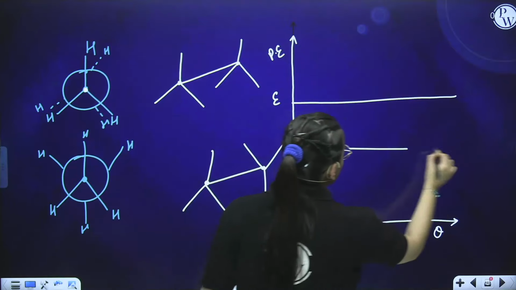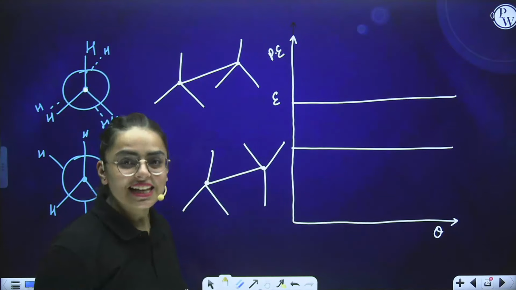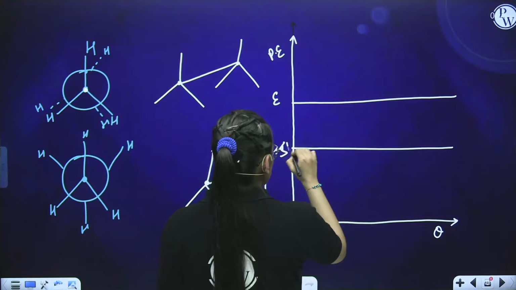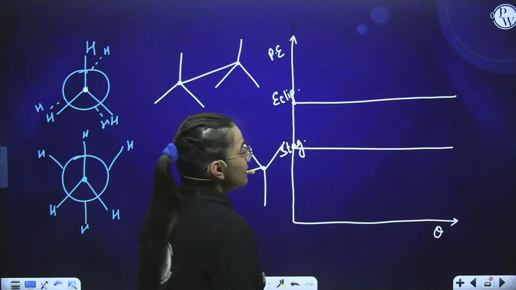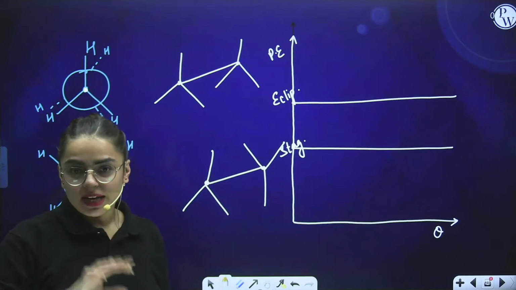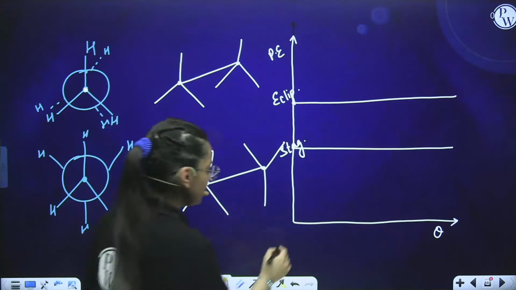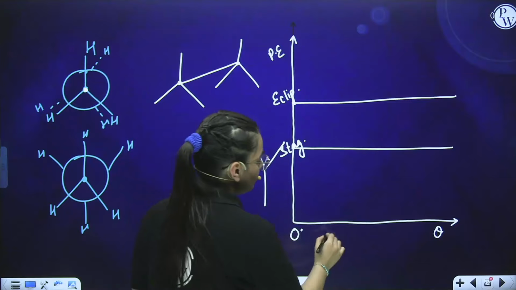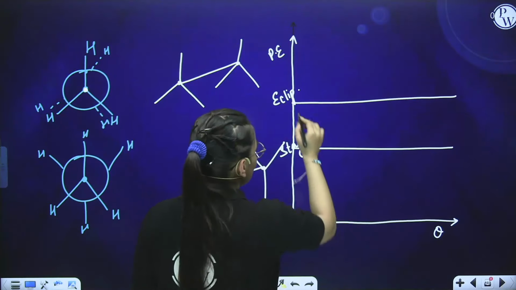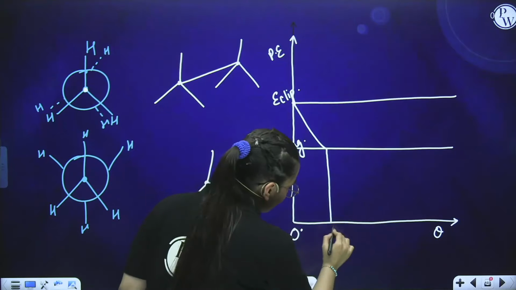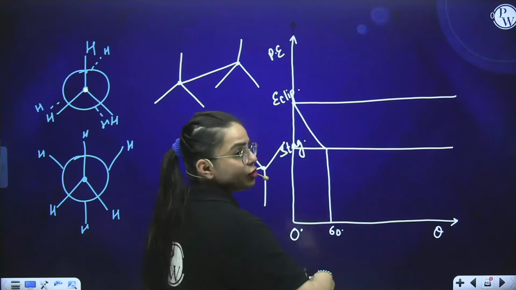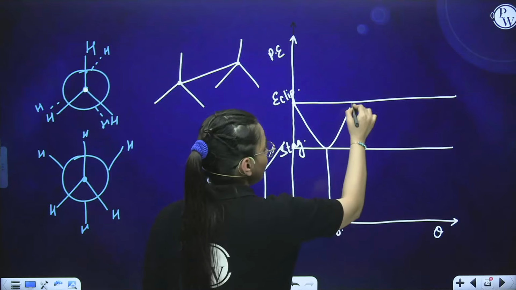And staggered form is more stable, so we'll have less potential energy. This is staggered form. It is eclipsed form. Okay. Now what we see from eclipsed form, when there was eclipsed form, it was 0 degree. When it came to be 60 degree, what we saw? Eclipsed converted into staggered at 60 degree. Then again, if you rotate it 60 degree, it will convert into eclipsed.